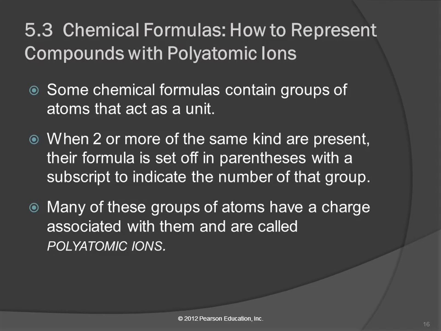So this is where we left off, chemical formulas. So how do we represent compounds that have polyatomic ions? So we've got these polyatomic ions. These are the sulfates and the phosphates and things like that. These polyatomic ions are groups of atoms that act as a unit.